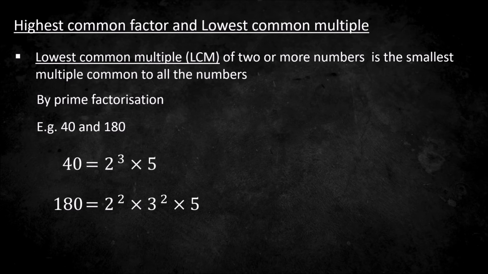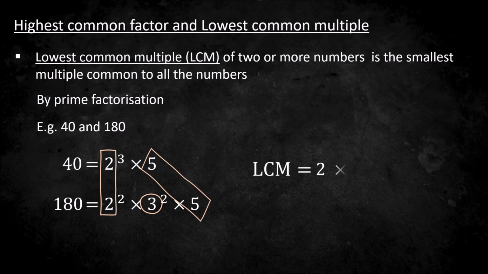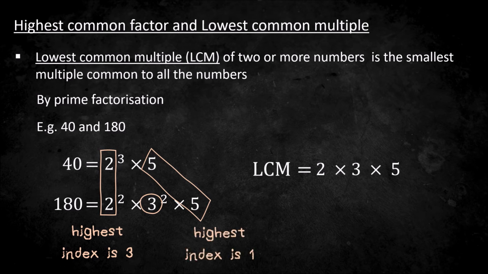To find the lowest common multiple, identify all the prime factors. For this example, the prime factors are 2, 3 and 5. Next, identify the highest index for each of the prime factor. In the example, the highest index for the prime factor 2 is 3. The highest index for the prime factor 5 is 1. And the highest index for the prime factor 3 is 2. The lowest common multiple is the product of each of the prime factors with the highest index.